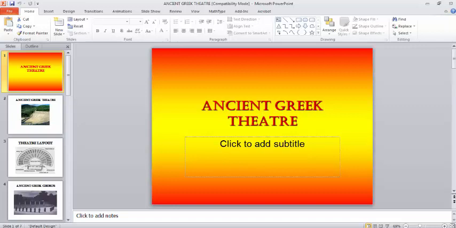I'm going to be giving you a bit of a crash course on ancient Greek theatre as part of our introduction to pre-modern theatre, that is theatre that took place before the 1920s. So there's three theatre styles we'll be looking at.